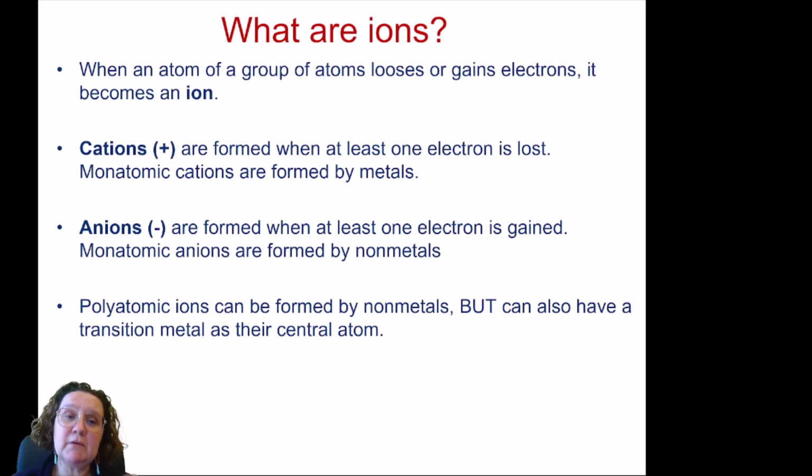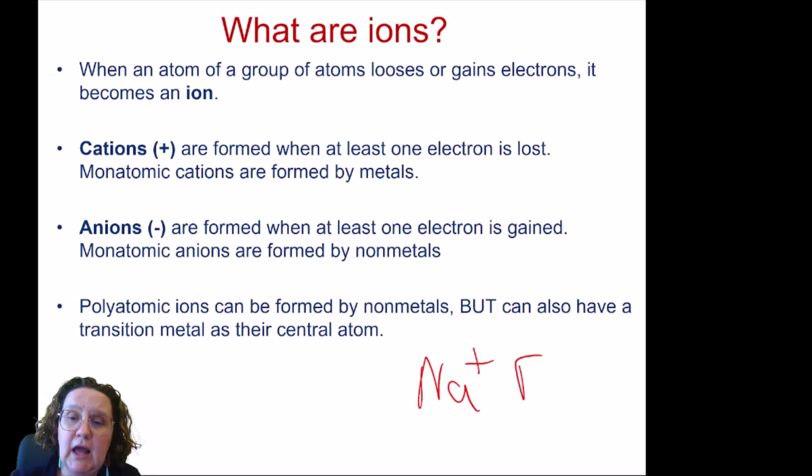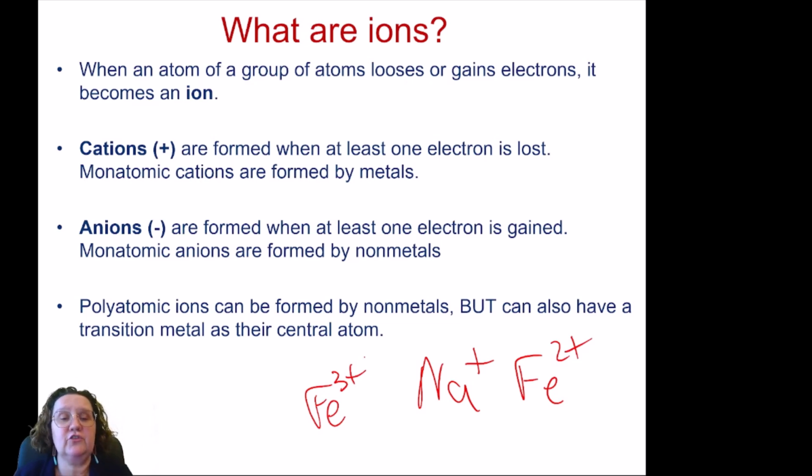Typically, when you have a monoatomic cation, which is 1 atom only, those are metals. So you end up with something like, for example, sodium plus, sodium with 1 positive charge, or let's say iron with 2 positive charges, it has lost 2 electrons, or iron with 3 positive charges, it has lost 3 electrons. So monoatomic cations, when you have 1 atom only, are formed by metals.